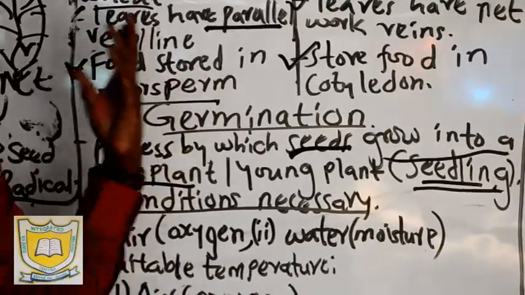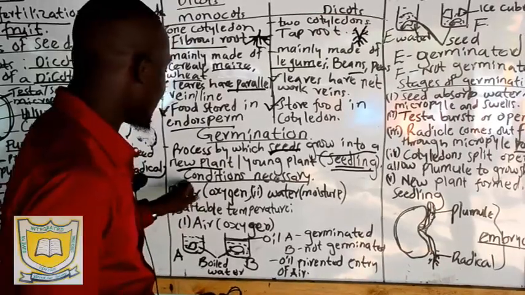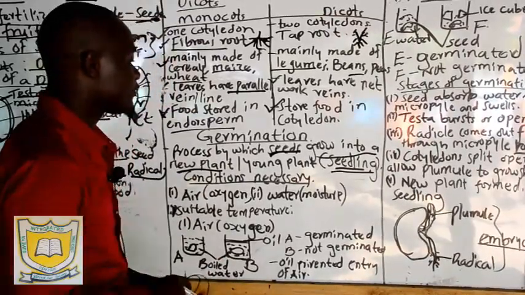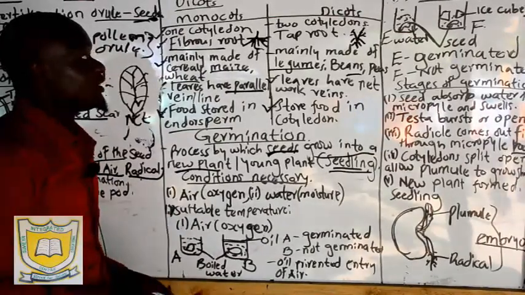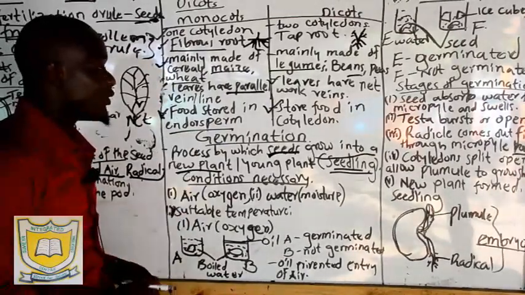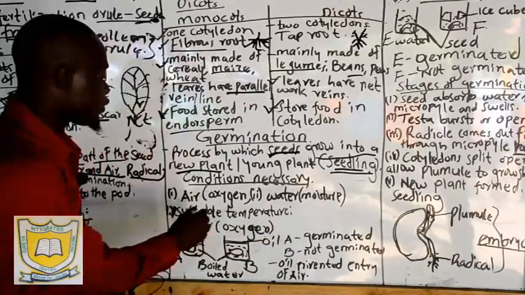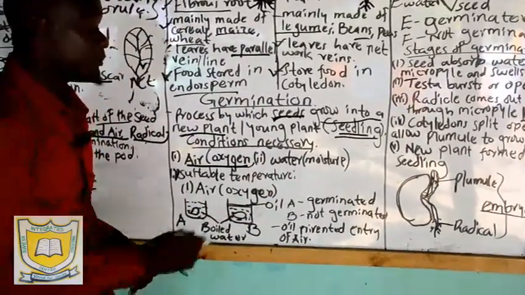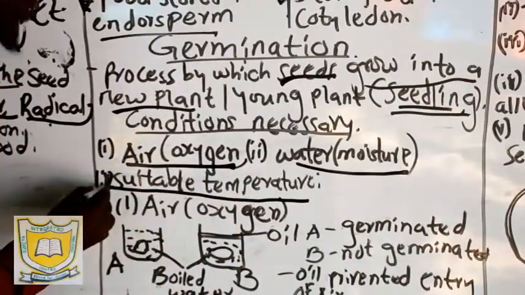As we discussed the conditions necessary for pollination and the agents of pollination, we now have to discuss the conditions necessary for germination. For germination to occur, it requires three main things. Number one, it requires oxygen, that is air. Number two, it requires water, and lastly, it requires a suitable temperature.